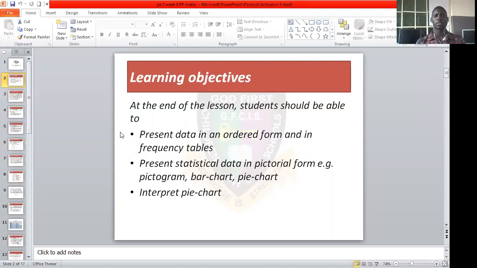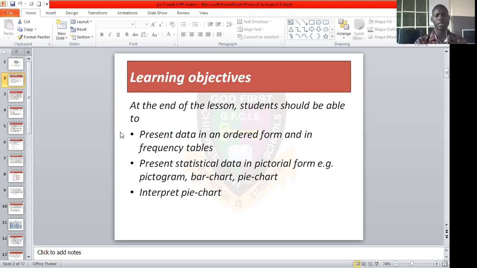Number 2, present statistical data in pictorial form. Pictorial form is another word for diagram or picture, for example, pictogram, bar chart, pie chart. We'll explain further how you can interpret your pie chart. These are 3 ways that we'll be looking at in pictorial form, how you can represent your data in an orderly manner.